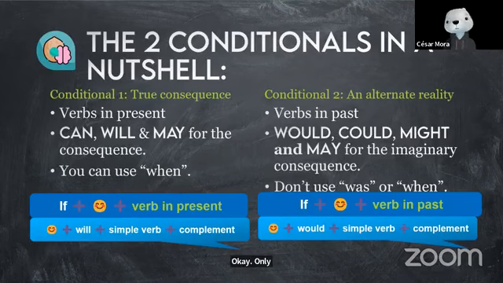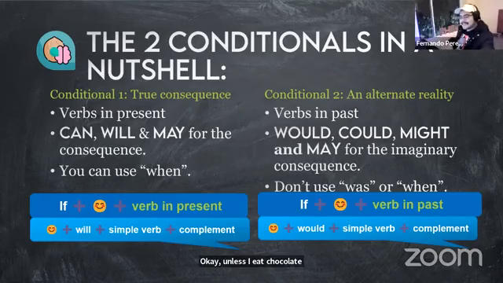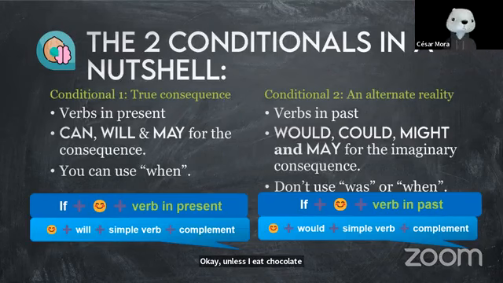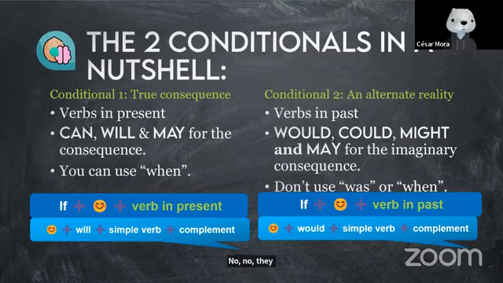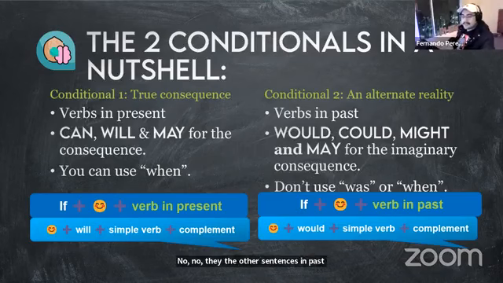Unless I eat chocolate. Watch out. Is this imaginary or true? Imaginary. You need the formula too. Unless I eat some chocolate. It is present. You are talking in true. No, the other sentence is in past. No, the other sentence is would, and would needs a simple verb.